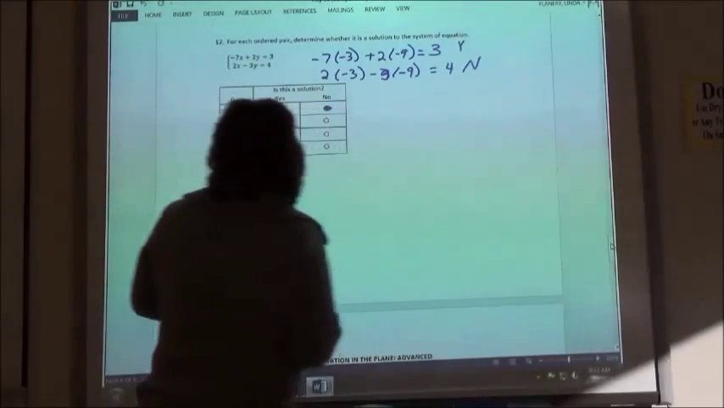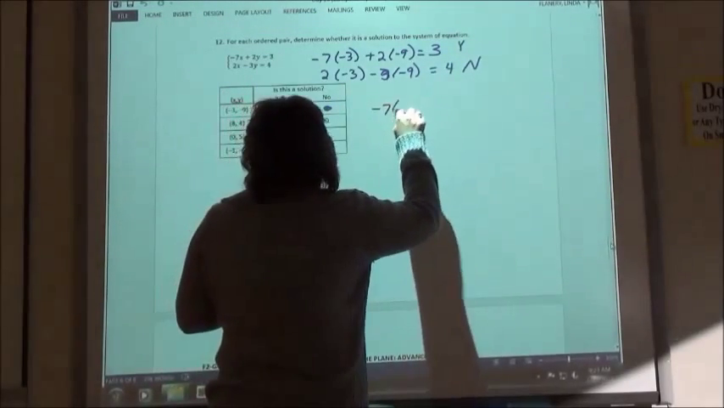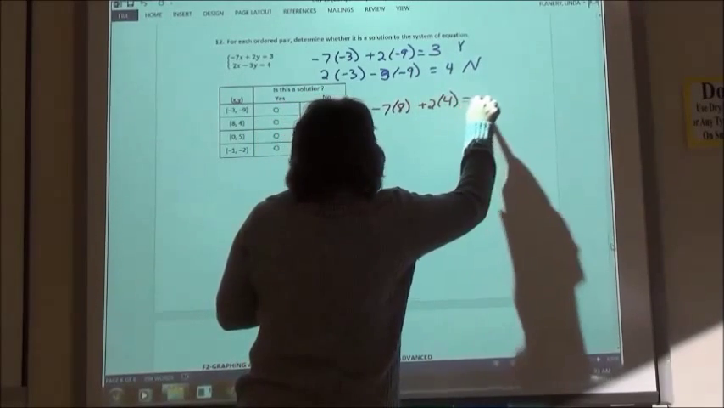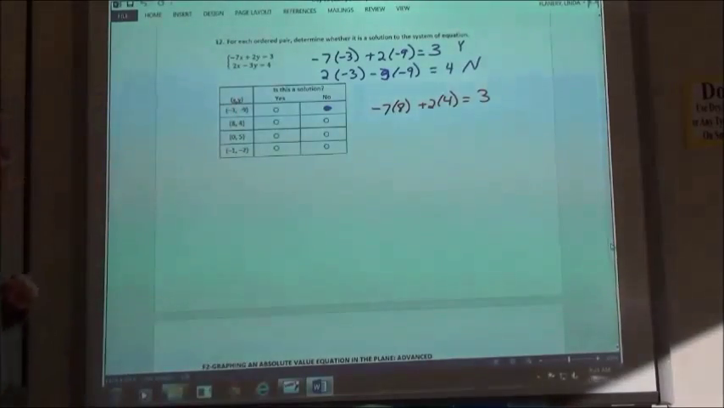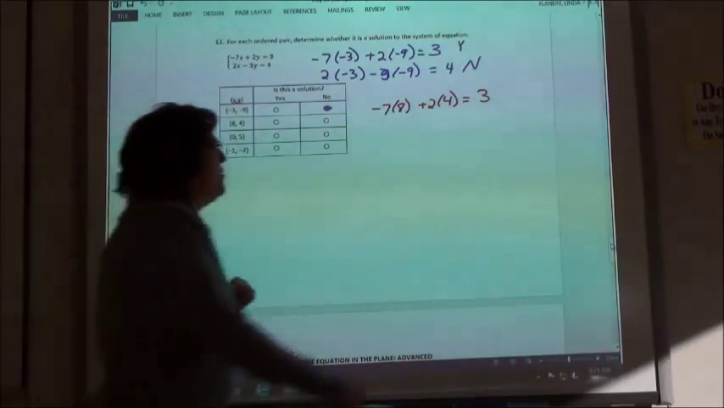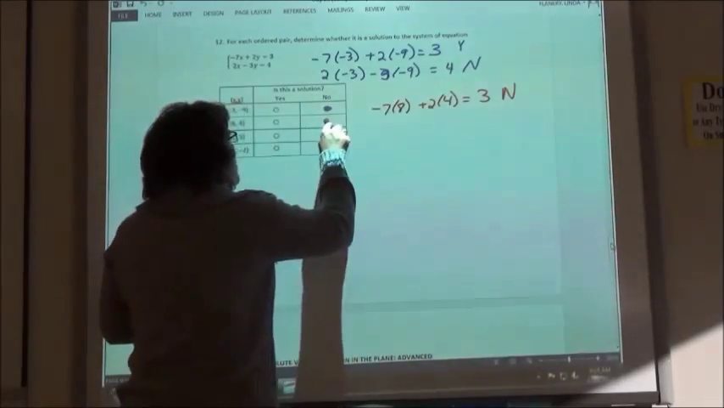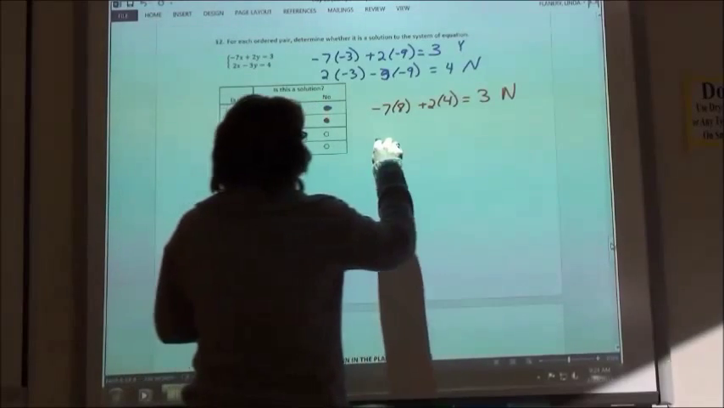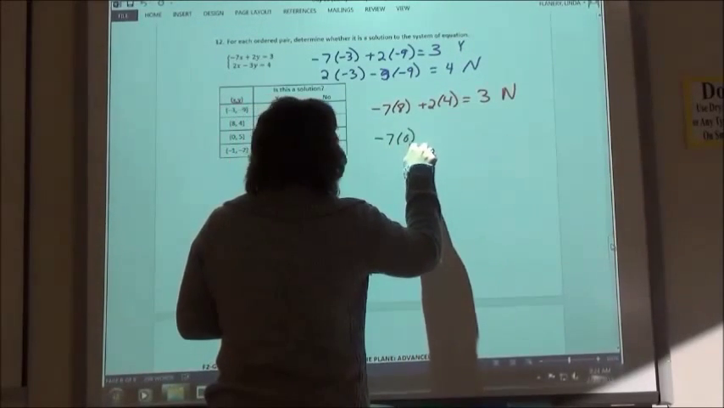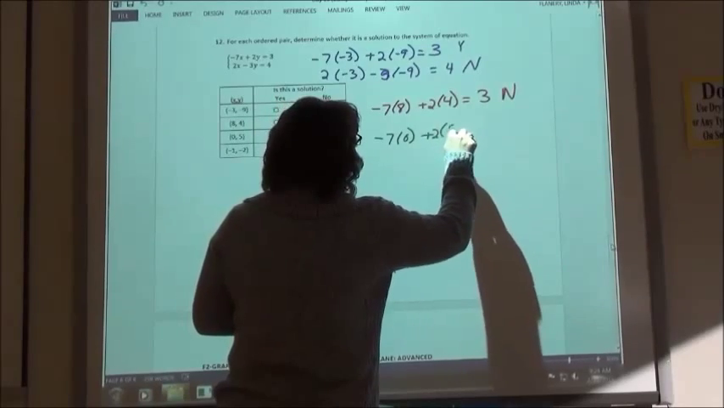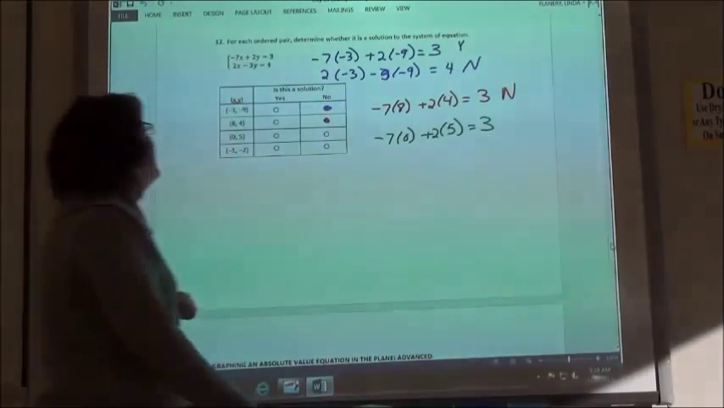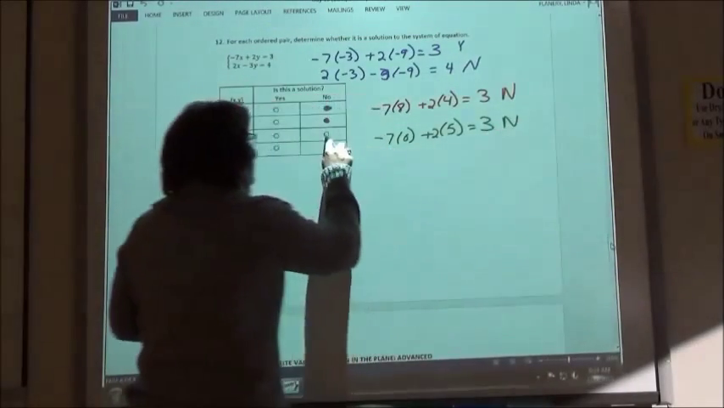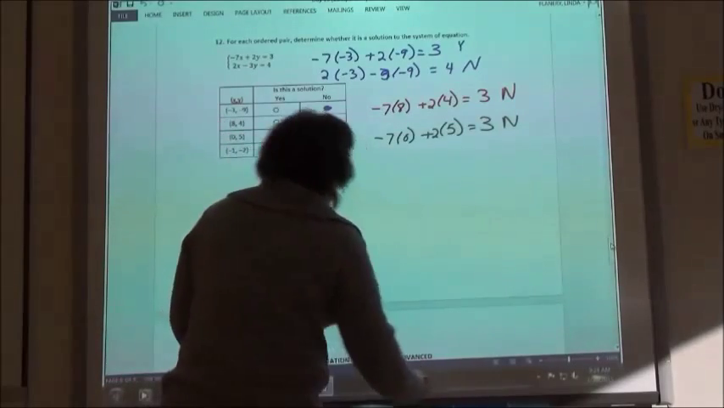Now I can check the second point. So negative 7 times the x value of 8 plus 2 times the y value of 4. Does that give me an answer of 3? No. Nope. Since I got a no, I can just mark no and not check the second equation, unless you really want to. Checking the third one. Negative 7 times the x value of 0 plus 2 times the y value of 5. Does that equal 3? Nope. Again, since I got a no, I can just mark no, and I can check the last point.